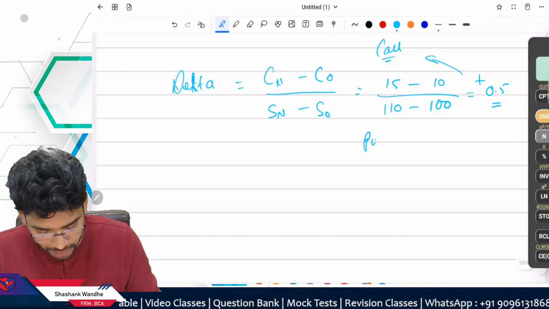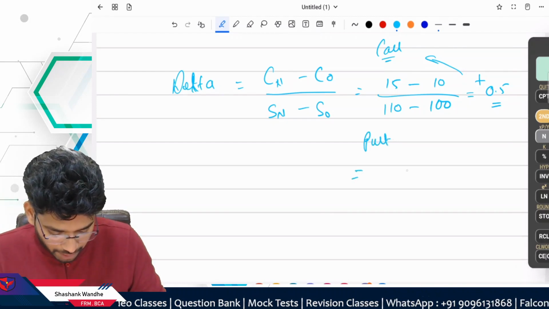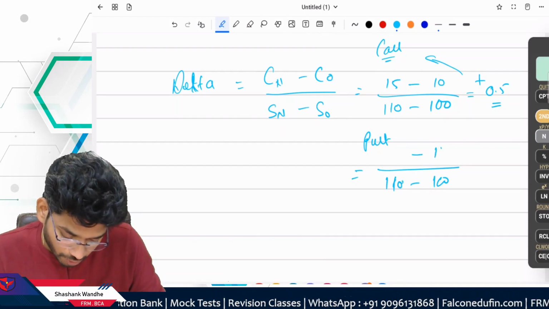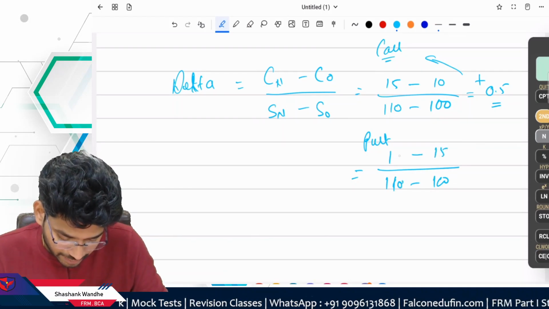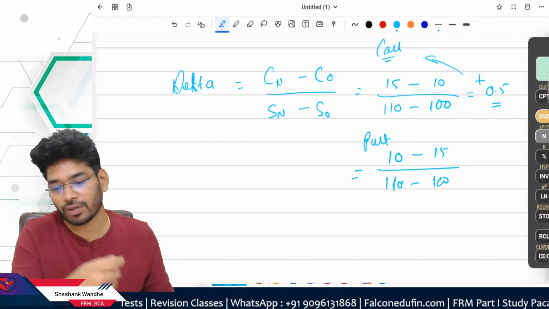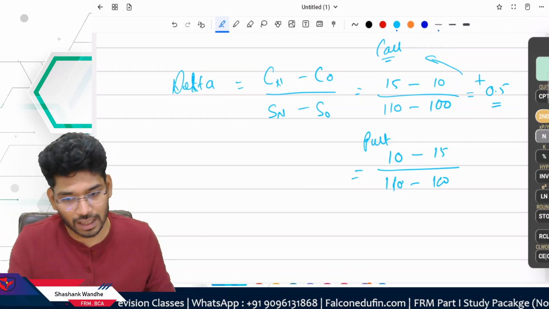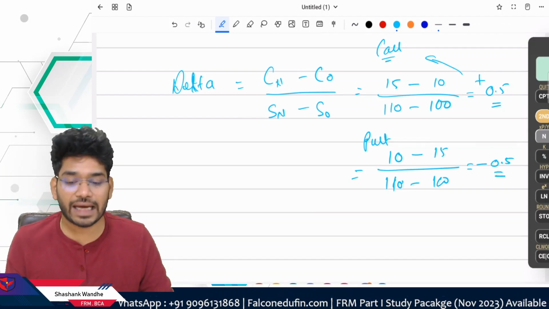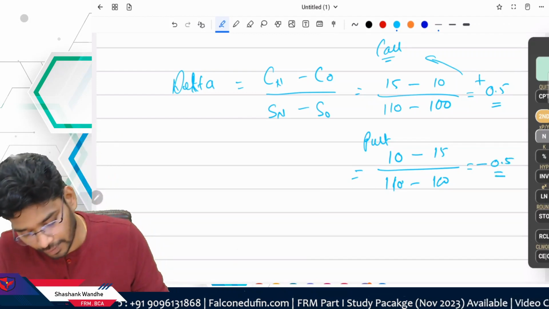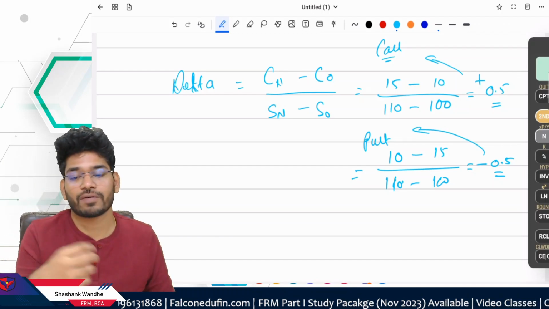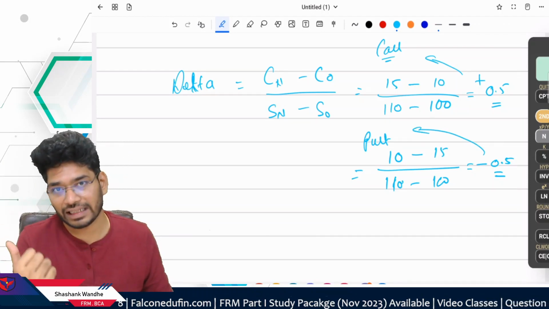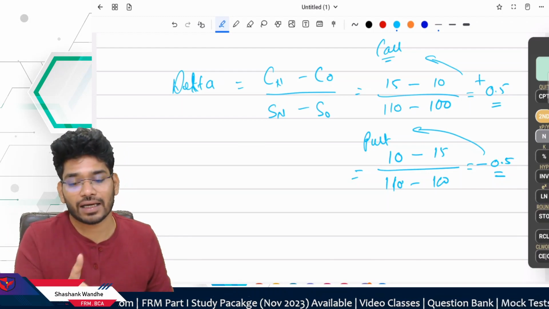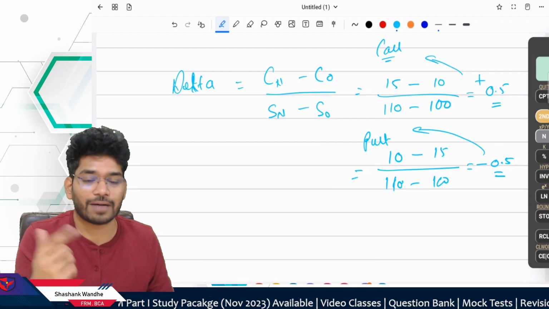Then for the put option, same example, the underlying price increased from 100 to 110, and we know the put's price will decrease. So this will go from 15 to 10, because as the price increases, the put's price will decrease. And here we will get 0.5 negative. Remember, because of this phenomenon, there is a negative relationship between the underlying price changes and the put price changes. So that's why delta is always negative for a put and positive for a call.